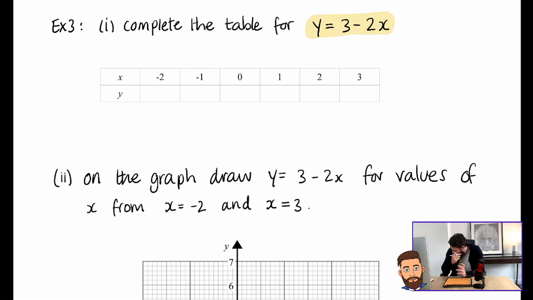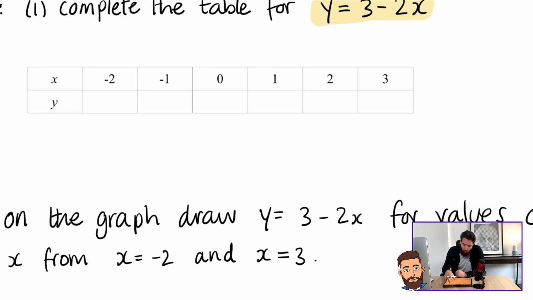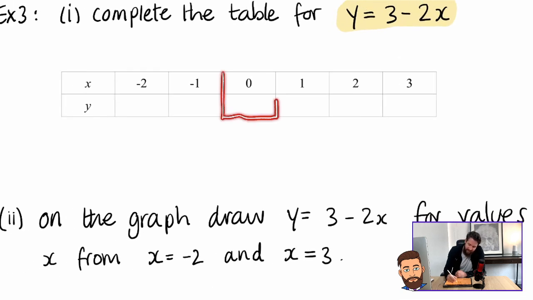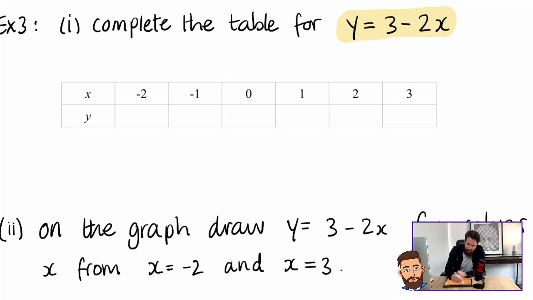Same principles apply. Always start from 0. It's the easiest number to substitute into our equation. We're going to take x as 0, and we're going to put it straight into the equation. So that says y equals 3 minus 2 lots of x. Remember, we're replacing x with 0. So that is 3 minus 2 lots of 0. 2 lots of 0 is 0. So 3 take away 0 is 3.